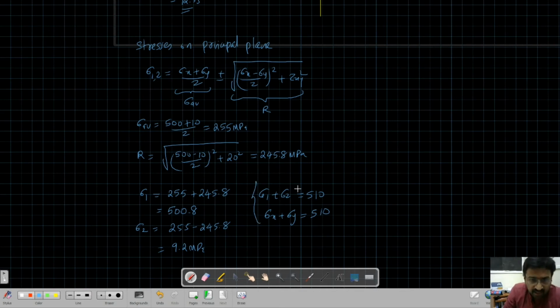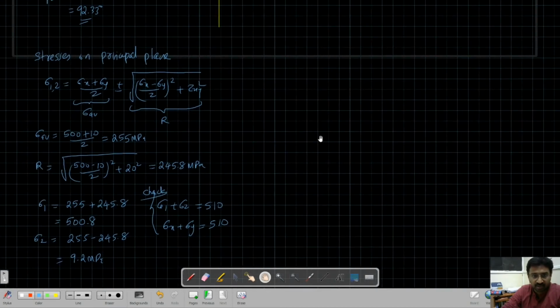Okay, for any angle, any plane, if you add the normal stresses, it should be equal to the normal stresses in any other plane. So this you can always check. This is a check. It is not required, but if you do this, you can be more confident of your answer.